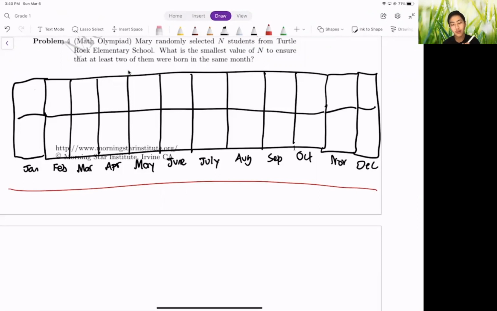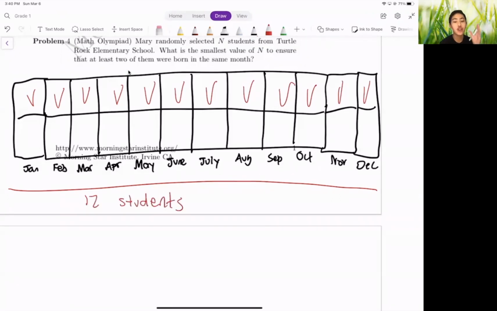For example, 1, 2, 3, 4, 5, 6, 7, 8, 9, 10, 11, 12 students, each born in a different month. So 12 students. However, what is the smallest value of N to ensure that at least two of them were born in the same month? Well, to make sure 100% that there are at least two of them, we need to randomly select another student, because no matter what month this student is born in, it has to be in one of these months. So let's just pretend that he is born in August. And then, to ensure that at least two of them were born in the same month, 12 students plus one student equals 13 students. 13 students is our answer.